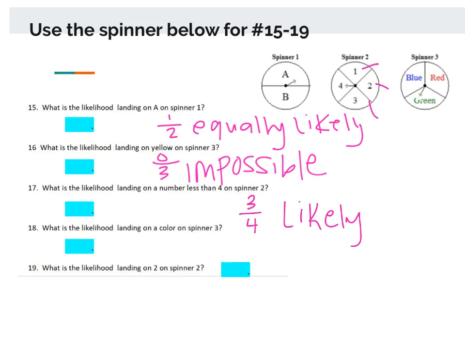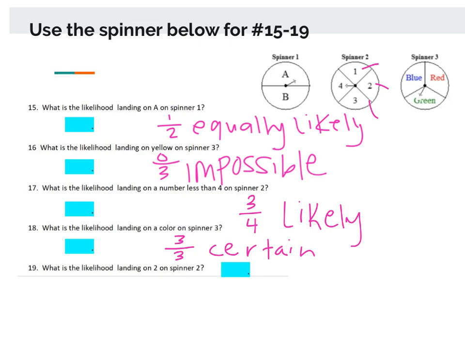What is the likelihood of landing on a color on spinner 3? Okay, well, for spinner 3, they're all colors, right? There are 3 favorable outcomes out of 3 possible outcomes. That's 100%. So this is certain. We are certain that we will land on a color on spinner 3.